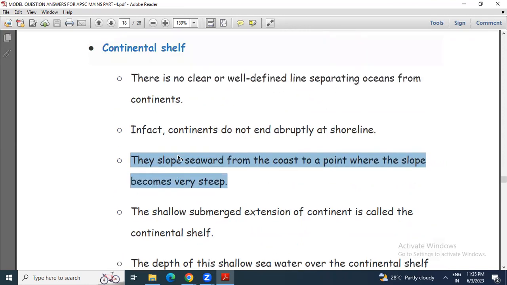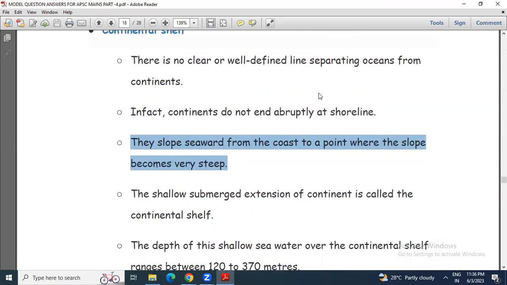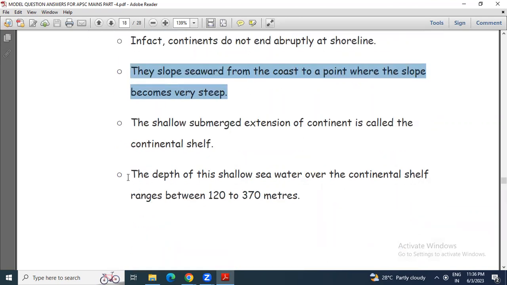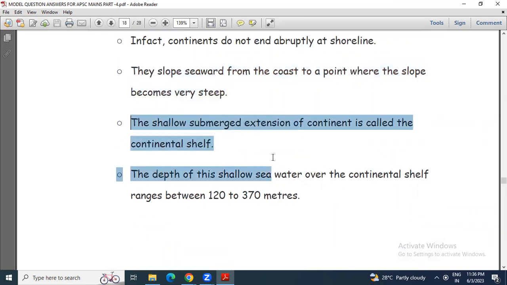Okay, so this continental shelf, actually there is no well-defined line which will separate it from the continent. Also, they do not end abruptly at the shoreline. They slope seaward from the coast to a point where the slope becomes very steep. The shallow submerged extension of the continent is known as continental shelf.